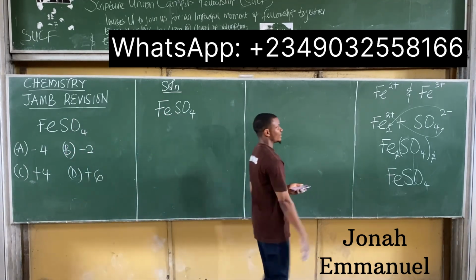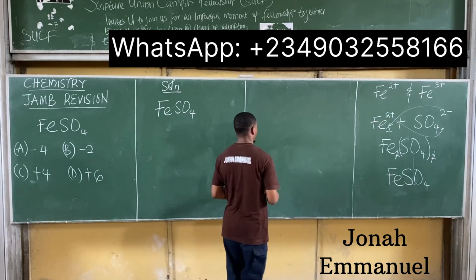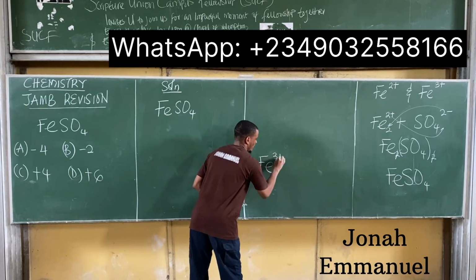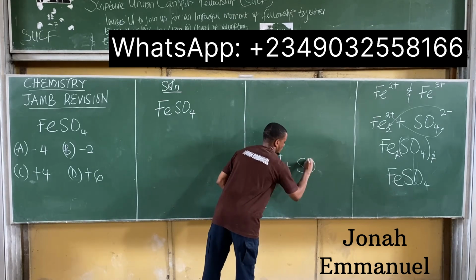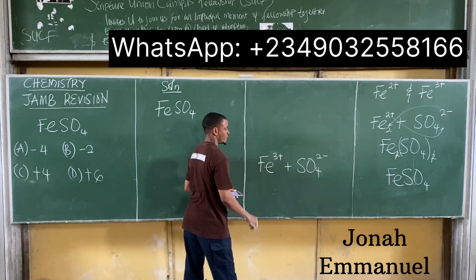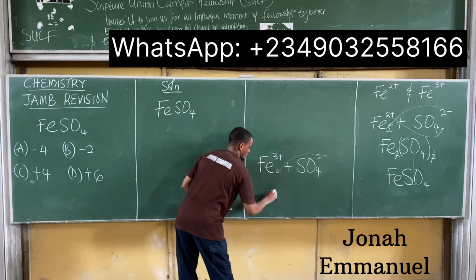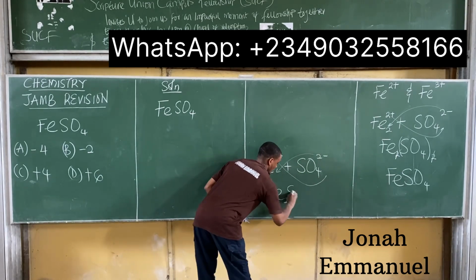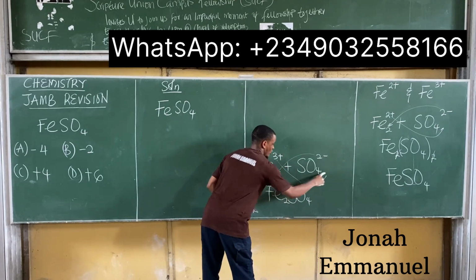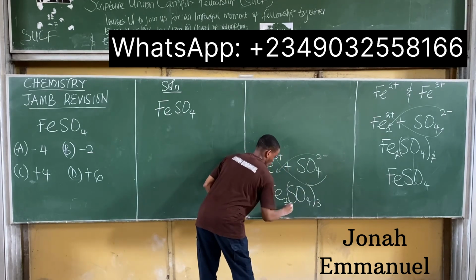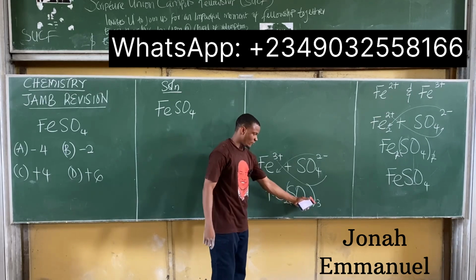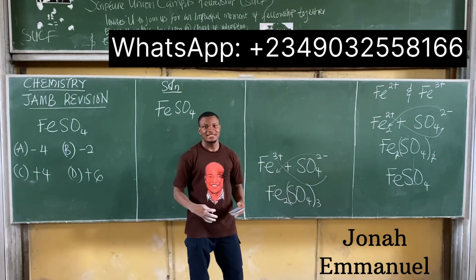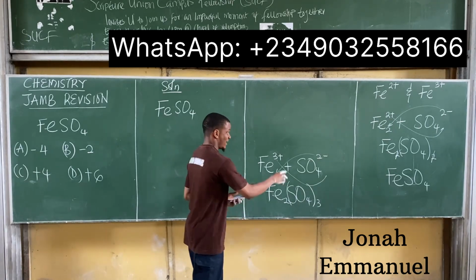What if it was iron 3? What would we expect? If it was iron 3, I would expect something that looks like Fe3 plus SO4 2 minus. For iron 3, 2 comes this way, so I'll have Fe2, 3 goes this way, so it becomes SO4. This 3 comes here, becomes 3. So you have Fe2, SO4, all in bracket 3. Observe that 2 cannot cancel 3, since they are not the same thing. Alright, so I'm using iron 2.